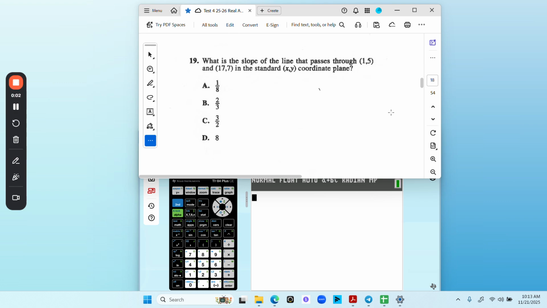Here's how to solve this ACT problem faster using your TI-84. I'm Tina from MyTutor. Let's jump in. I'm going to show you how to find the slope of a line.